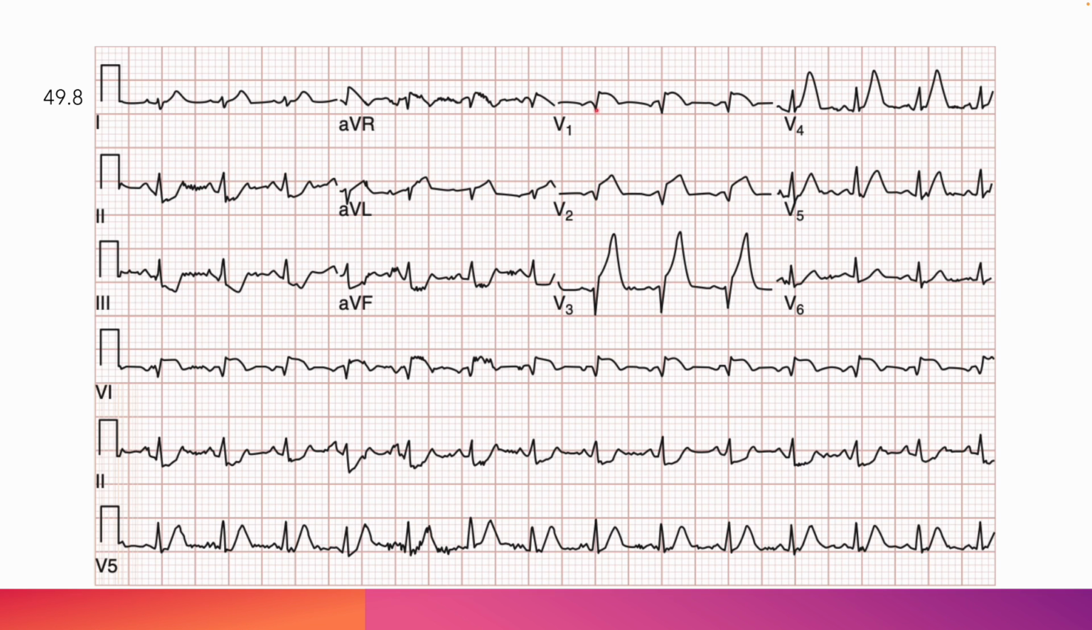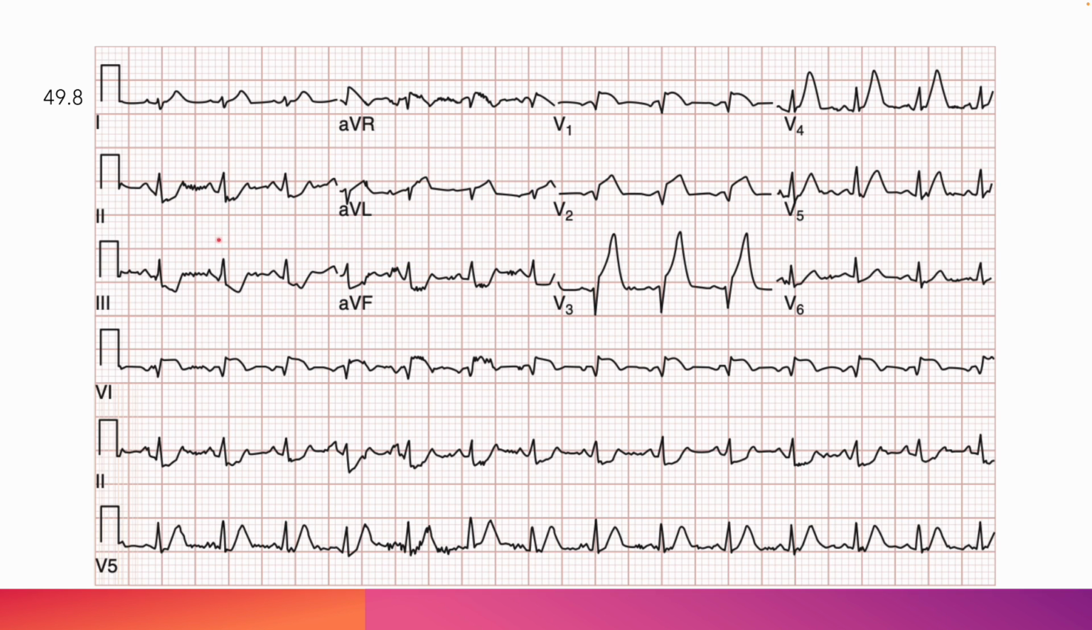Again here, you have V1, V2, V3, V4. So it's an anterior MI, ST elevation. And then you look at the inferior leads. You do see that leads 2, 3 and AVF show ST depression, so a reciprocal change.